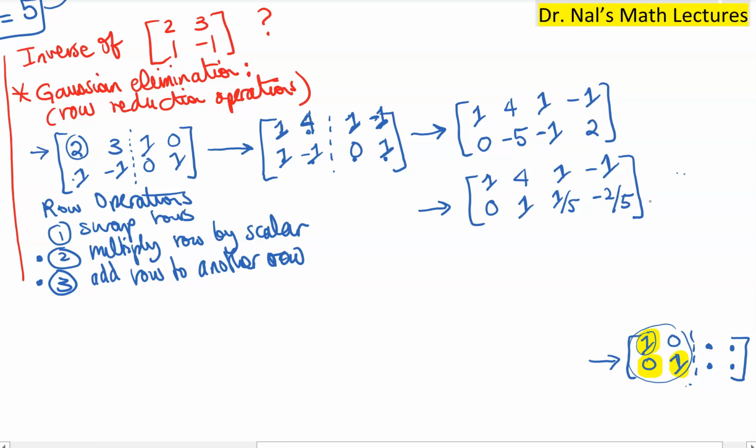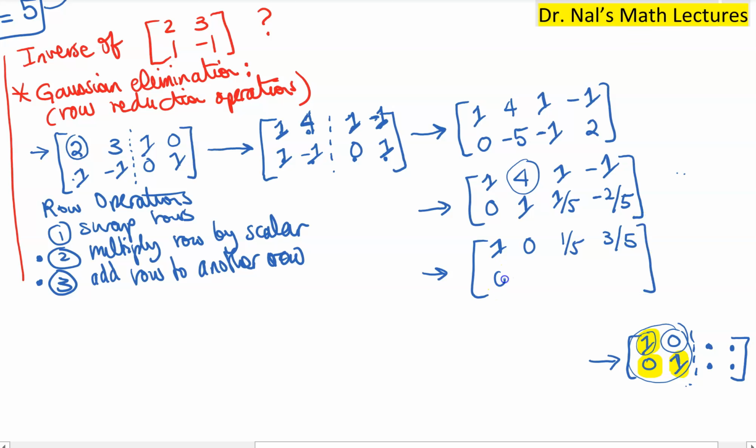So now in the next step, we're almost done. The only thing missing is that 0. I need to turn this into a 0, but that's easy now. I'm just going to multiply the second row by 4, actually by -4, and add it to the first row. So let's just go ahead and do that. So 1, because 0 times -4 is still 0, and adding it to 1 doesn't change anything. 1 times -4 is -4, adding it to 4 is 0. 1 over 5 times -4 is -4 over 5, adding it to 1 is 1 over 5, and -2 over 5 times -4 is 8 over 5, adding it to -1 is 3/5.